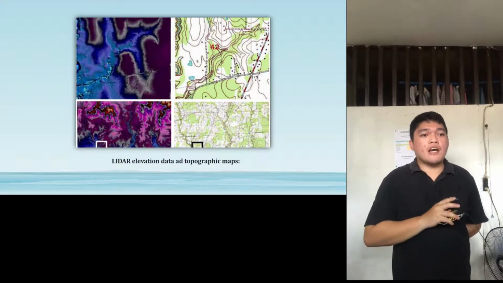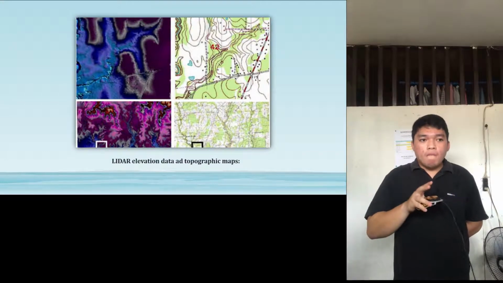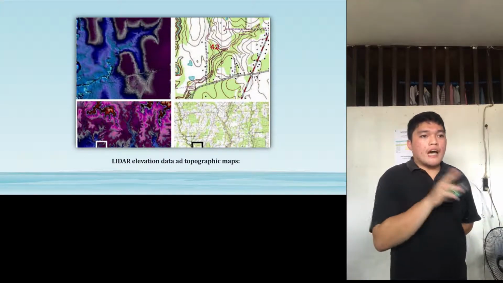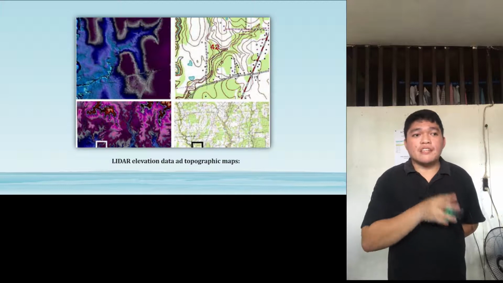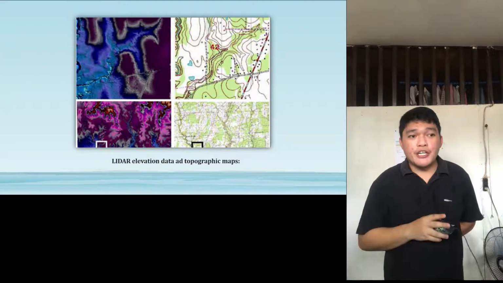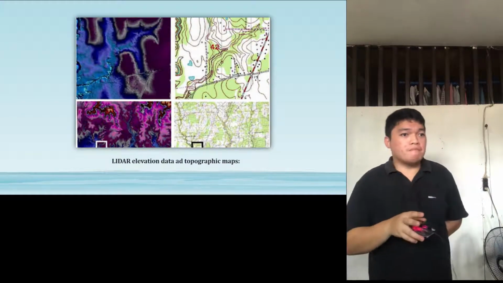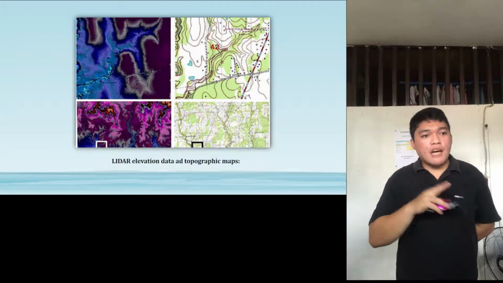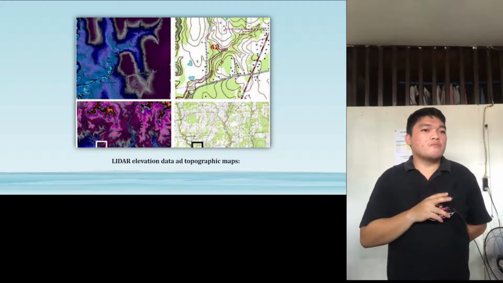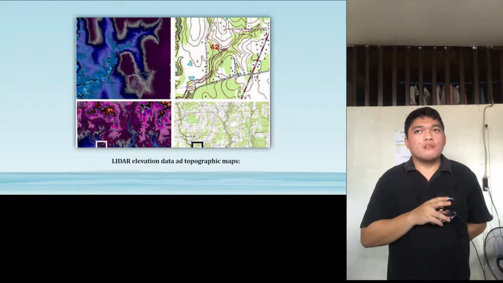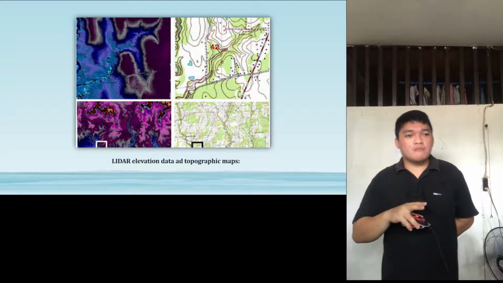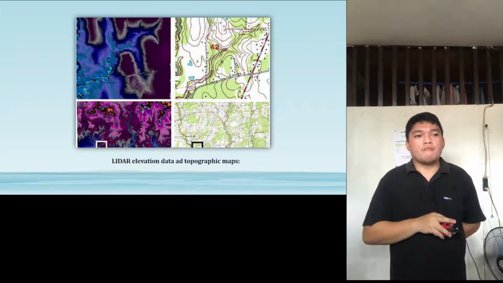LIDAR, elevation data and topographic maps. The other one is the LIDAR data that uses laser to lay out the map. And the other one is the topographic map, which is commonly done manually. That is the topographic map.